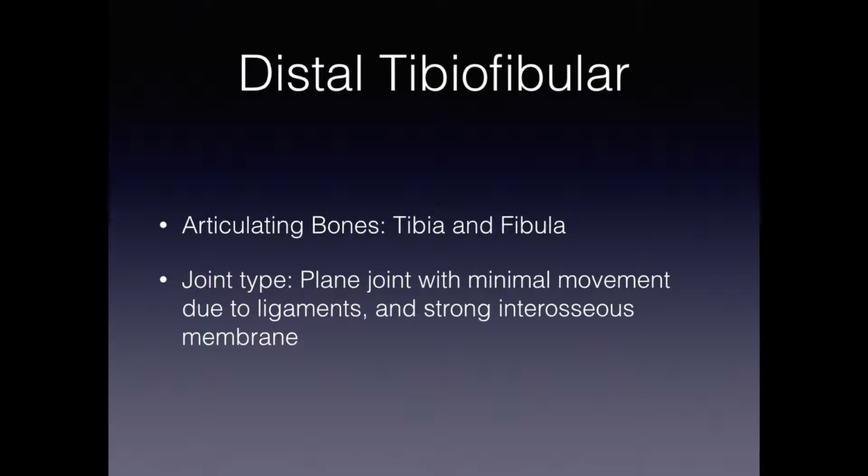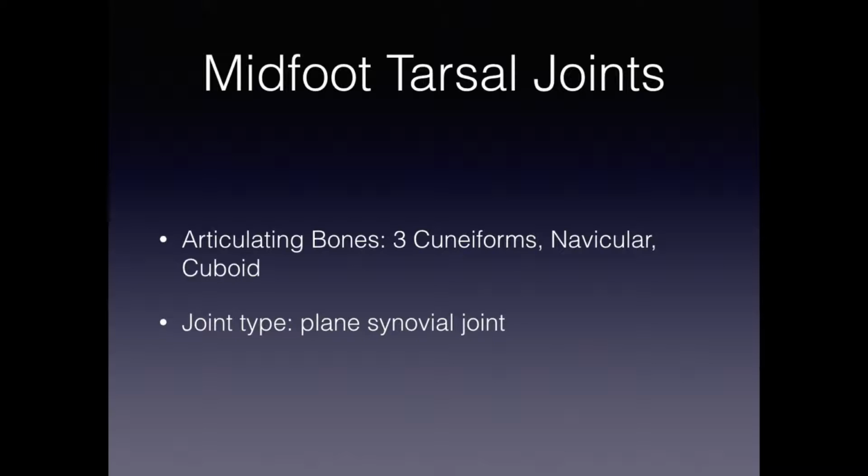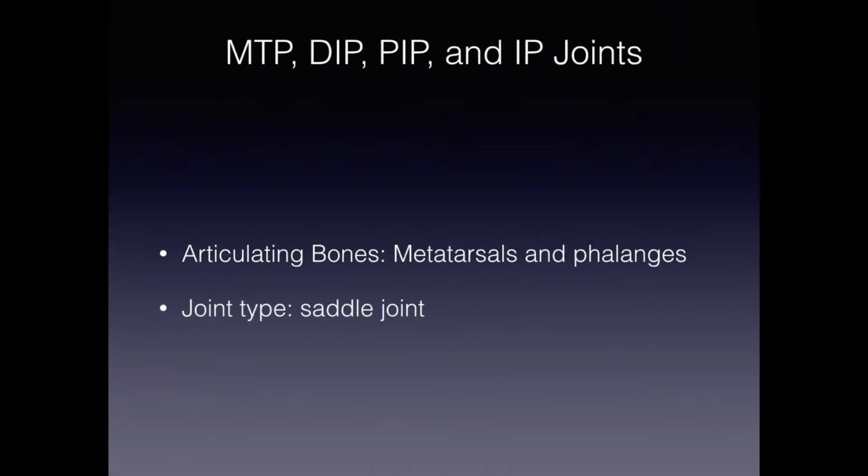Distal tibiofibular joint, articulating bones: tibia and fibula. Plane joint with minimal movement due to ligaments and strong interosseous membrane. Subtalar joint, articulating bones: talus and calcaneus. Plane synovial joint held tightly by its interosseous ligaments. Midfoot tarsal joints, articulating bones: three cuneiforms, navicular, and cuboid. Plane synovial joint. MTP, DIP, PIP, and IP joints of the foot, articulating bones: metatarsals and phalanges. It's a saddle joint.